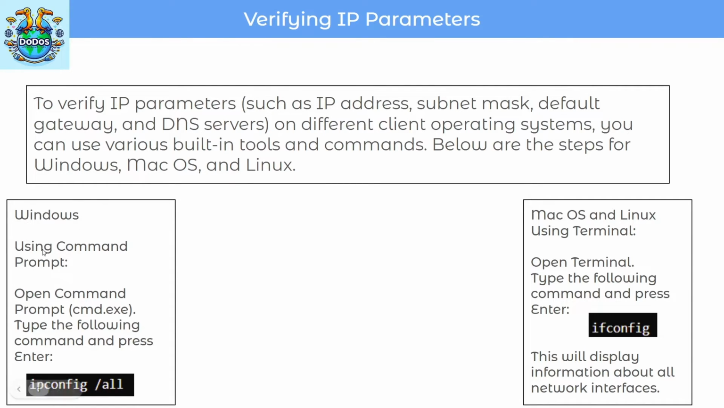So there's Windows, where you use Command Prompt, which is the app on Windows that just comes pre-built in a computer. You open it, and you enter ipconfig /all. That will give you everything you need to know. Then with Mac, you open it up and you put in ifconfig. You put that in, and you'll get all your IP parameters.